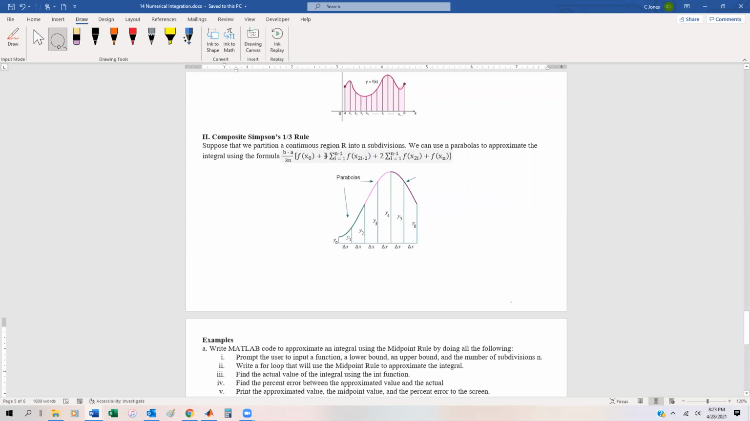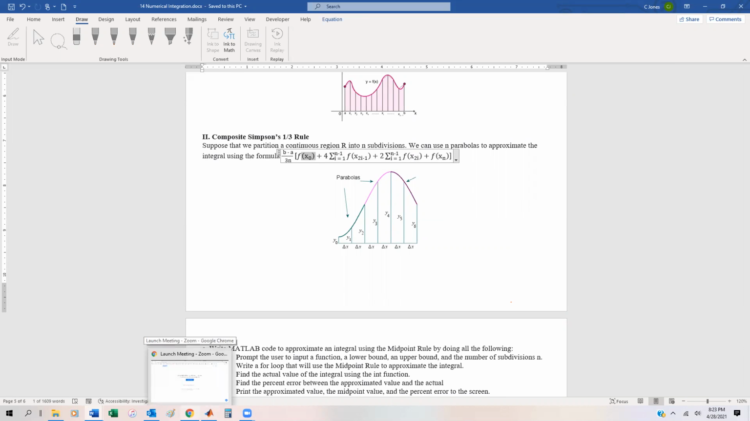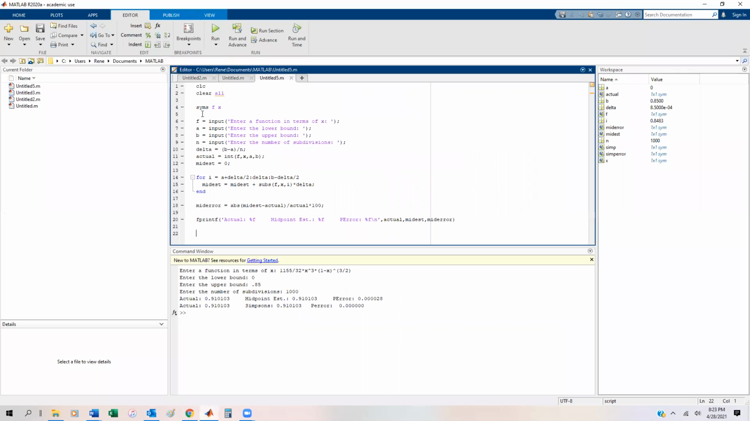have to have these alternating 4s and 2s, but we also have to have the endpoints. And the endpoints are pretty easy to take care of. We can't forget about b minus a over 3n for our delta. So let's get to it. And the good news is we can just use a lot of what we had from before. So we already have everything that we had, the input.